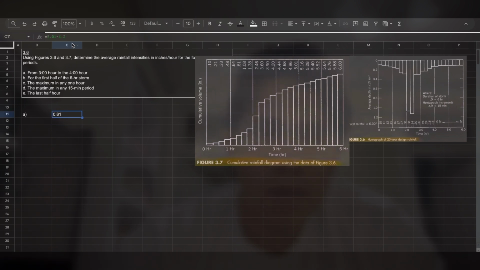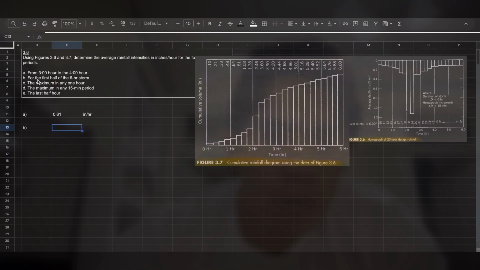So technically you should divide that by the difference in time. For part A, which is 1 hour, it's gonna be over 1. So the units of this will be 0.81 inches per hour. And that's the answer for the first part.